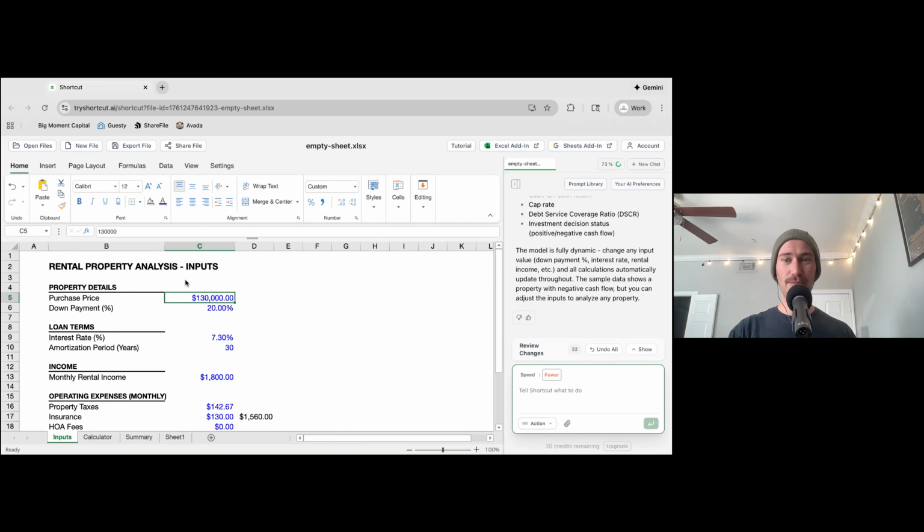So that is a little bit of what to do and the levers you can pull for a real estate deal, for an investment property.